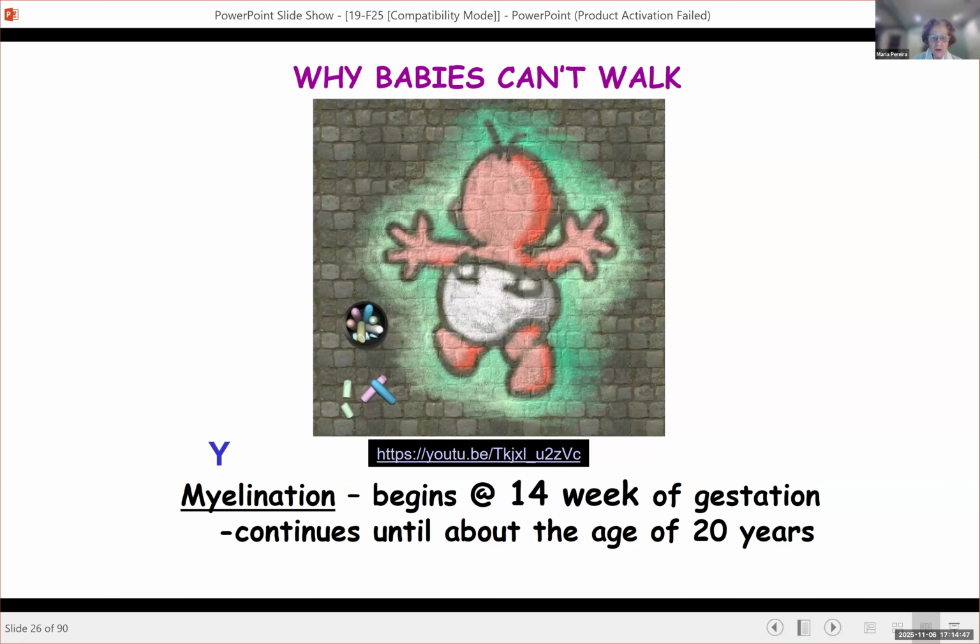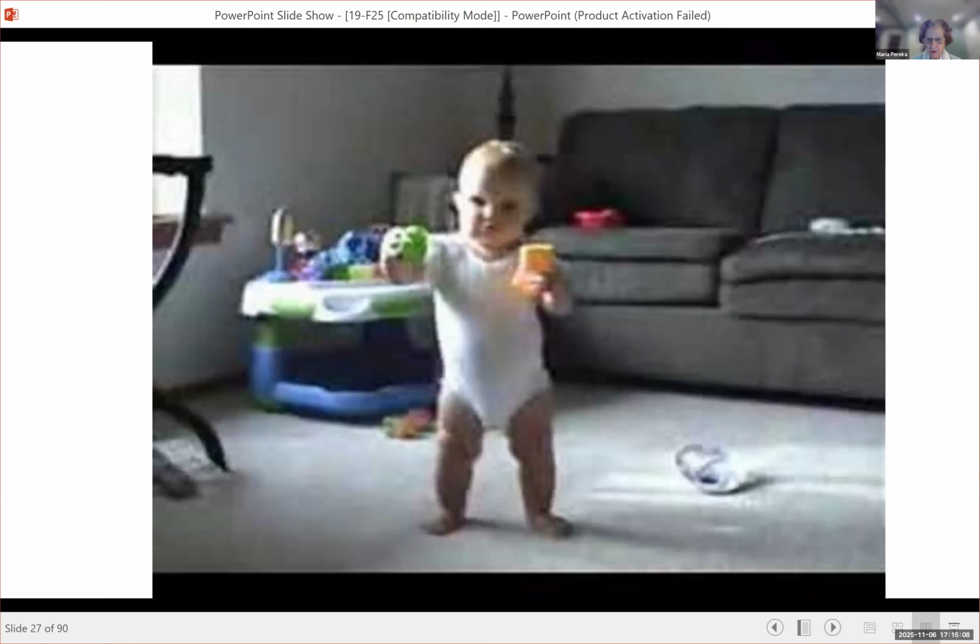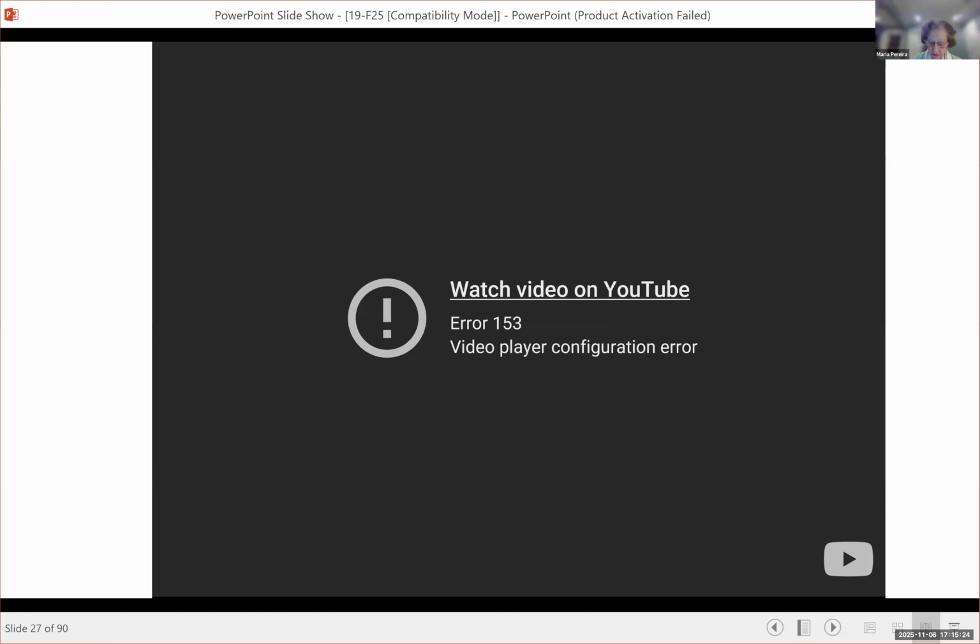Okay. So myelination starts at around 14 weeks of gestation and continues to about the age of 20. So that means that even in adulthood, myelination goes on. It's not completely finished until later in life when you're about 20 years old. And this, you can see very well why a baby cannot walk. It takes about a year or longer to be able to walk. Why? Because these long motor neurons are not myelinated.